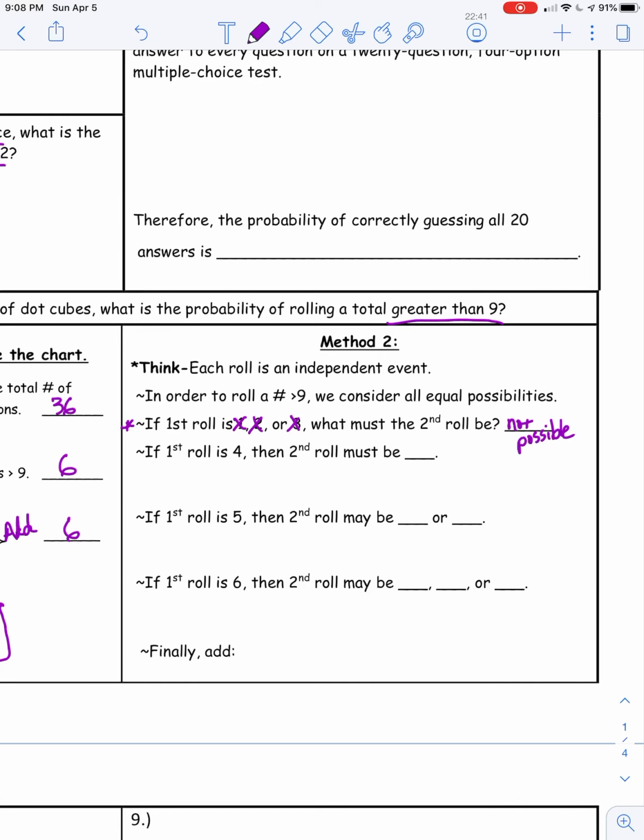There's no possible outcomes for the first roll to be a 1, 2, or 3. It cannot happen. Okay, so now let's talk about, what if my first roll is a 4?